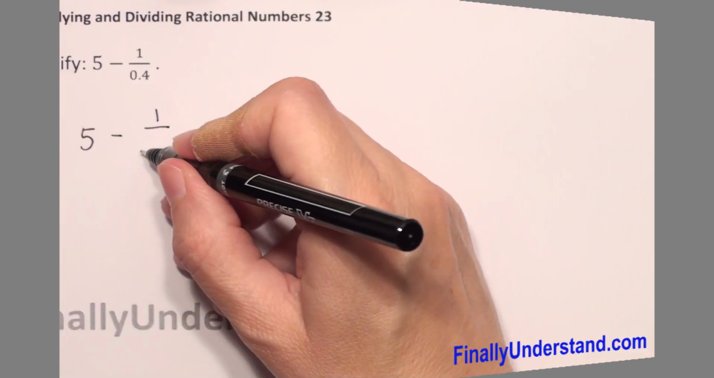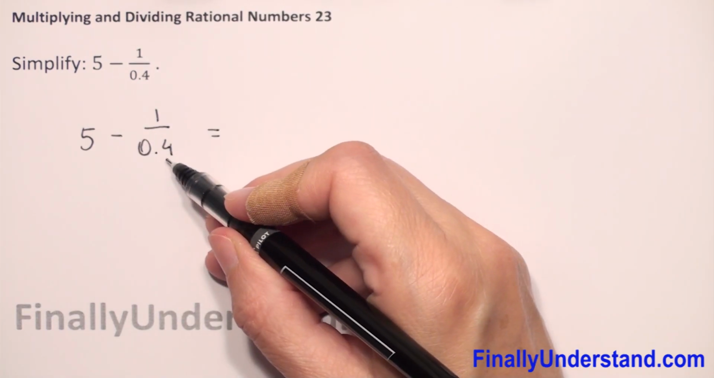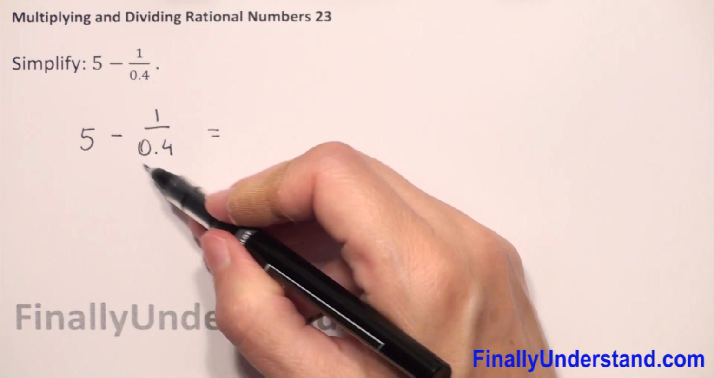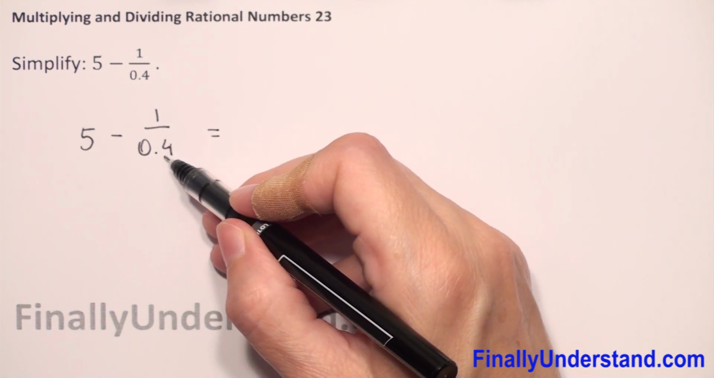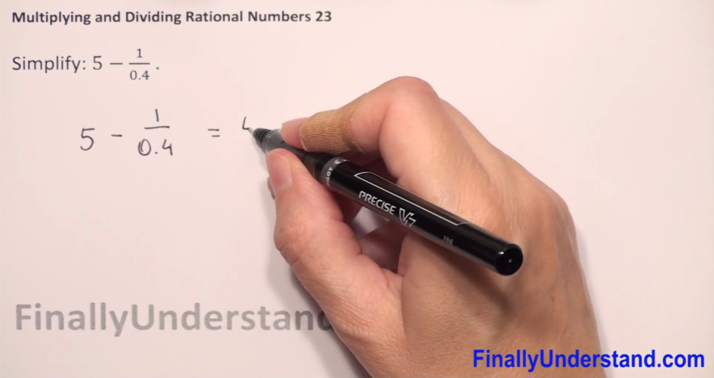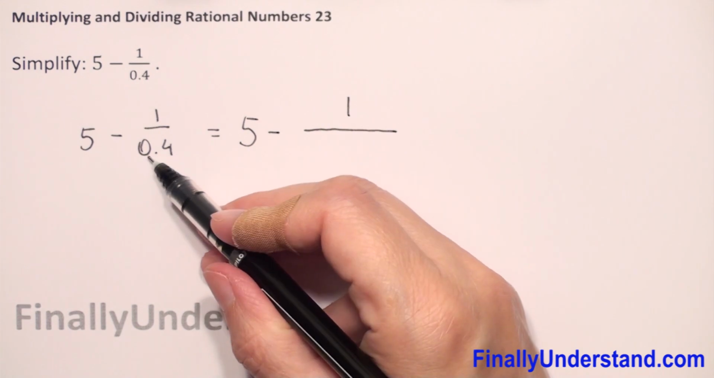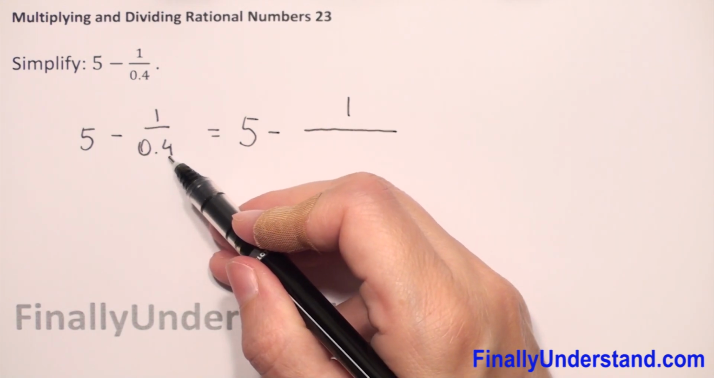We have to simplify 5 minus 1 over 0.4. We have a decimal number in the denominator because we have a fraction here. So first I will change this decimal number to a fraction. So 5 we copy, minus, we have a fraction bar, 1 we copy, 0.4 is 4/10.